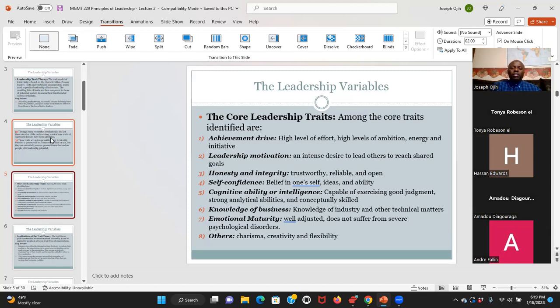The second quality is that they have leadership motivation. They have an intensely burning desire to lead others to reach shared goals. So they want to be leaders, basically, and that desire is burning in them, and they want to act on it. Next, honesty and integrity: they are honest and have integrity.